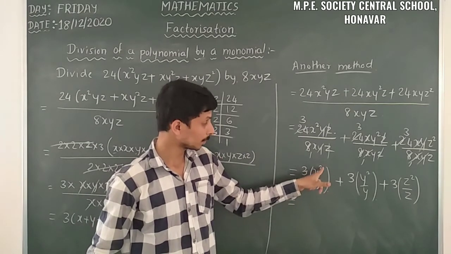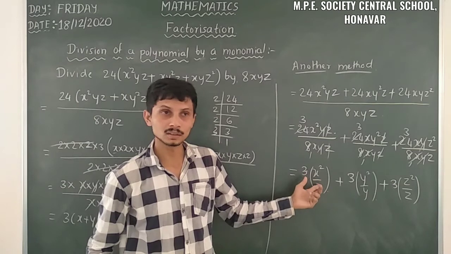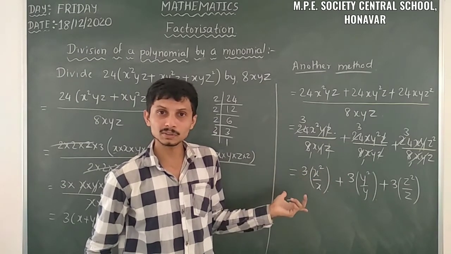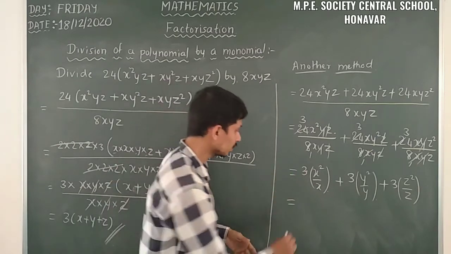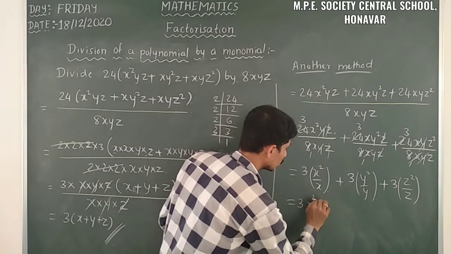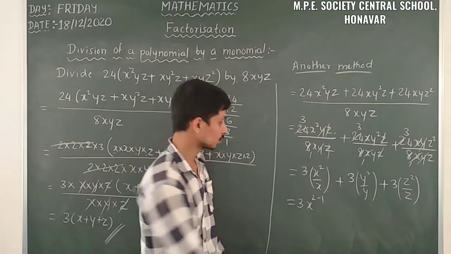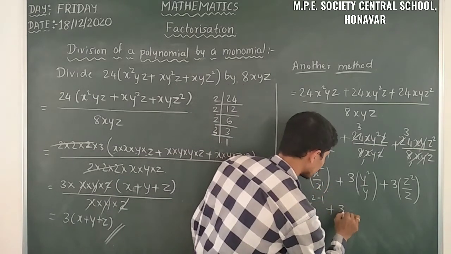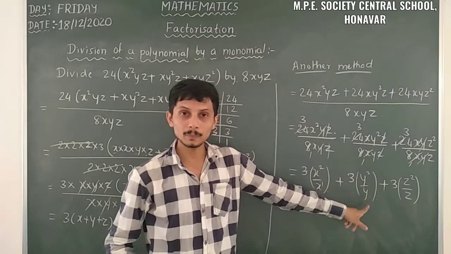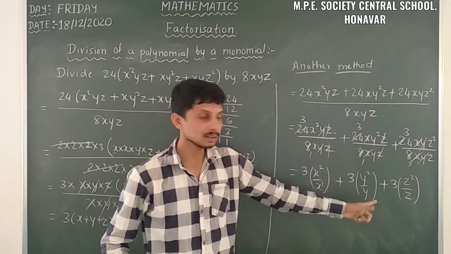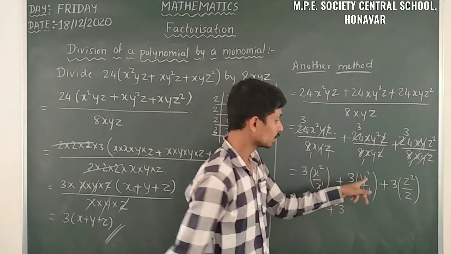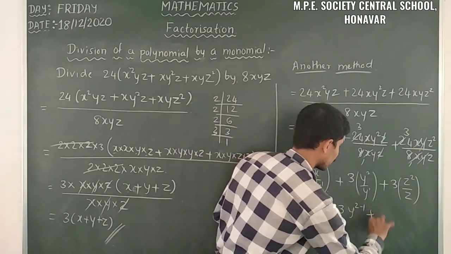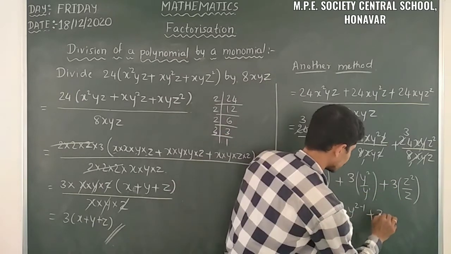Here just observe x square by x. Here a raised to m by a raised to n, x raised to 2 by x raised to 1. So a raised to m by a raised to n is equal to a raised to m minus n. So 3 into x raised to 2 minus 1. So here it is raised to 1. Plus here 3. So y square by y, a raised to m by a raised to n, so y raised to 2 minus 1. Plus here 3 remains as it is.